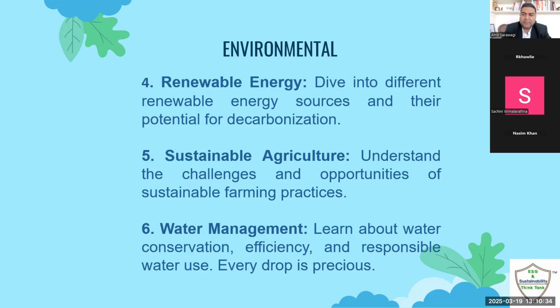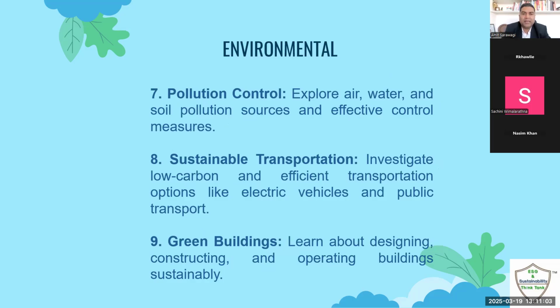Then sustainable agriculture. Understand the challenges and opportunities of sustainable farming practices. Within sustainable agriculture, best and sustainable farming practices are covered. Then water management. Learn about water conservation, how to save water, efficiency and responsible water use. Every drop is precious. So water management is also part of the environmental factor of ESG. Then next is pollution control. Explore air, water, and soil pollution sources and effective control measures. After pollution, sustainable transportation, where we investigate low carbon and efficient transportation options like electric vehicles and public transport.